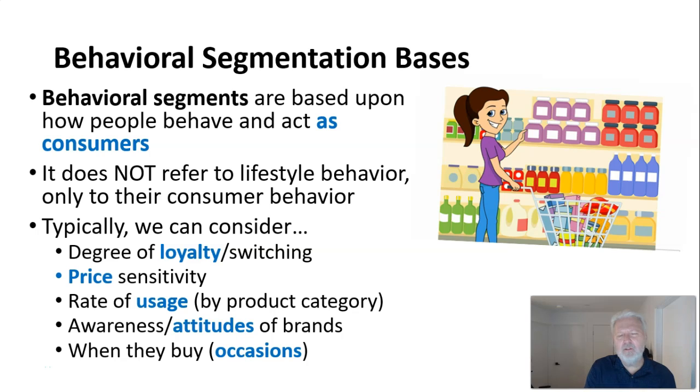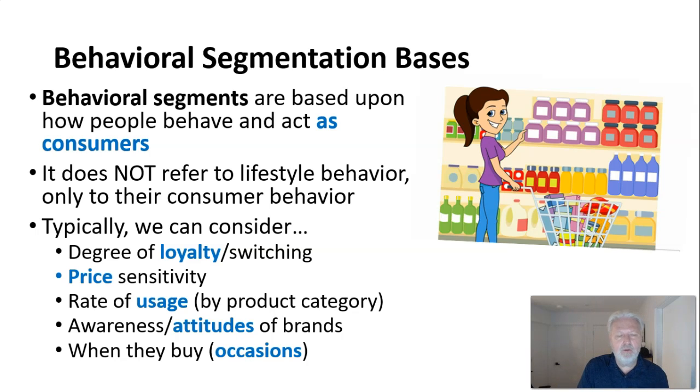And there are some examples of how we could do behavioral segments. Is the person very loyal to brands, or do they tend to switch, or are they switching because there's something happening? How sensitive are they to price? So when prices change or they move up or down below their reference price, what do they do? How do they behave? How do they respond?